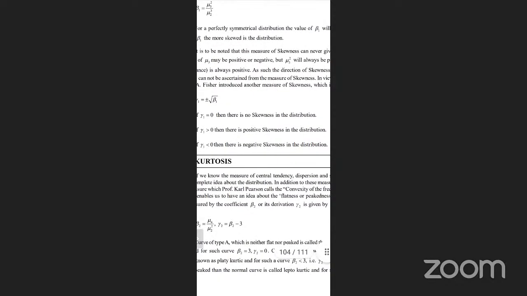If gamma 1 is equal to 0, then there is no skewness in the distribution. If gamma 1 is greater than 0, then there is positive skewness in the distribution. If gamma 1 is less than 0, then there is negative skewness in the distribution. So this is the information about skewness.